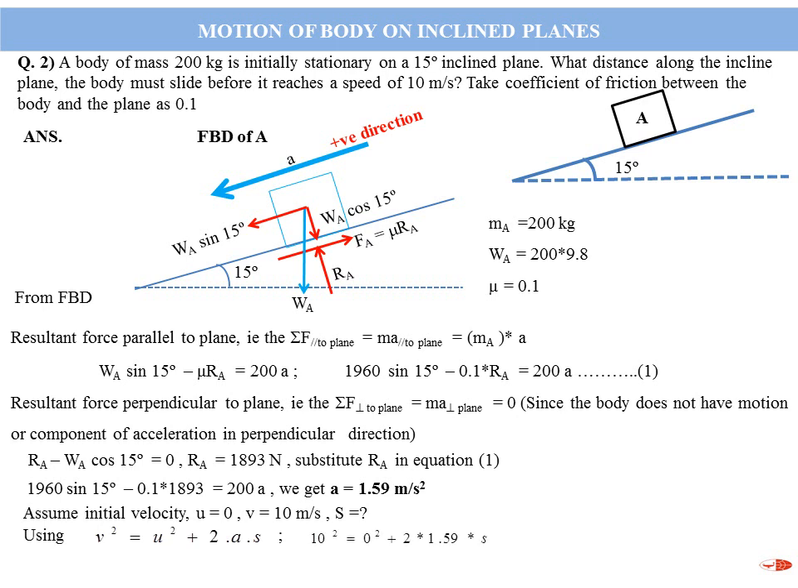So V is 10, so 10 square equals 0 plus 2 into A, we already know 1.59, into S. So we will get the value of S. Simply solving that equation, we will get the value of S as 31.4 meter. So this much distance the body will slide along the plane before reaching the velocity of 10 meter per second. It's a very simple problem.